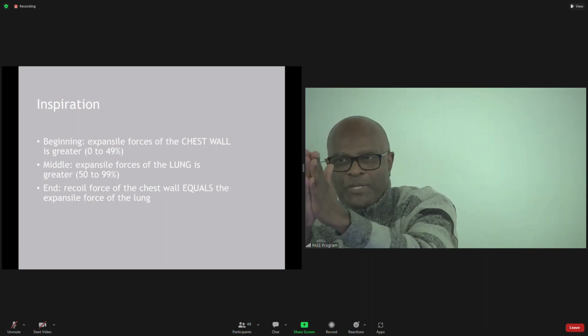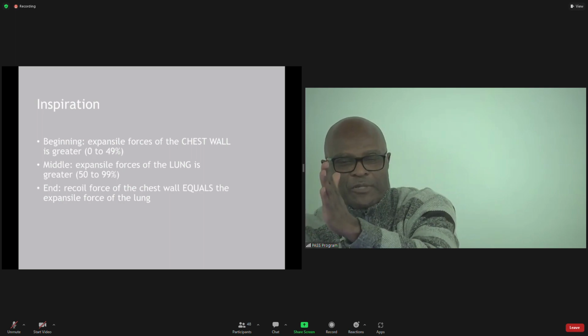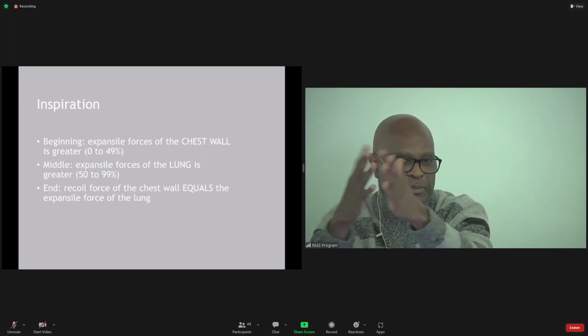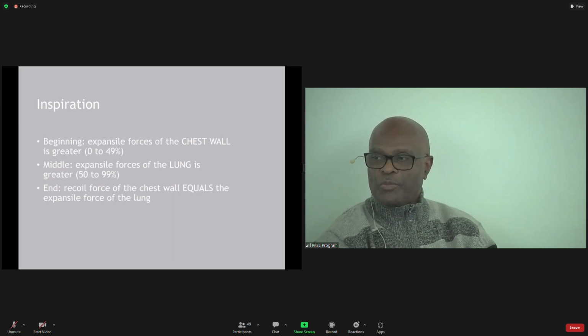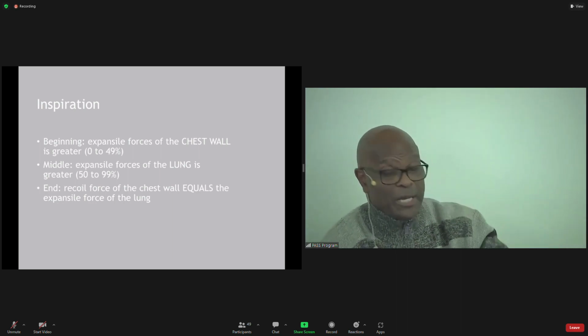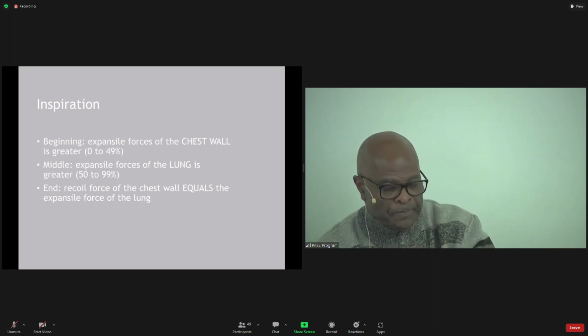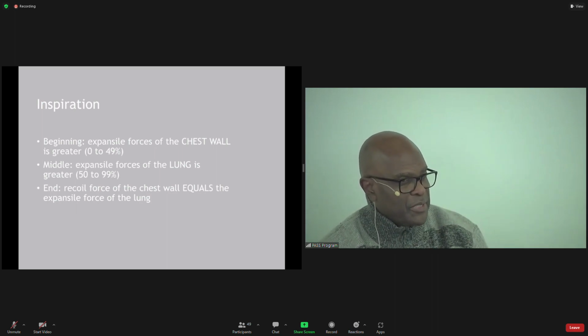At the end of inspiration, the lung was going out. Expansile force of the lung equals recall of the chest wall. And that's why forces are equal and opposite, no more movement. Remember, at the end of anything, 2 forces are equal and opposite. They'll just ask you, what 2 forces are there? At the beginning of inspiration, chest wall expansile is greater. 0 to 49. 50 to 99, lung expansile is greater.